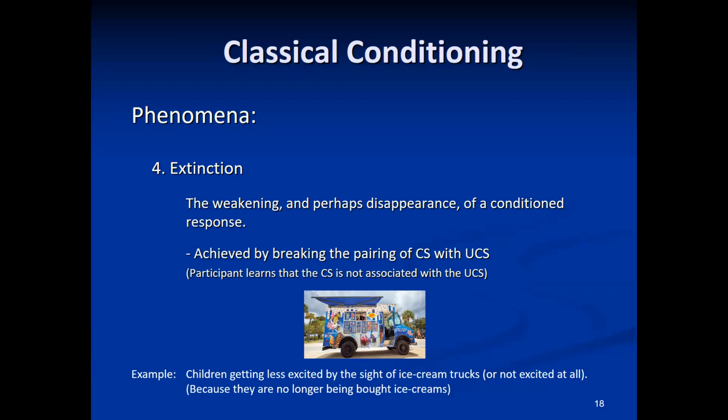Extinction is the weakening and perhaps disappearance of a conditioned response. This is achieved by breaking the pairing of the conditioned stimulus and the unconditioned stimulus. That is, presenting the conditioned stimulus without presenting the unconditioned stimulus. For example, if a child was no longer brought ice creams from ice cream trucks, then the child would get less and less excited each time he or she saw a truck, until eventually he or she might not get excited at all.